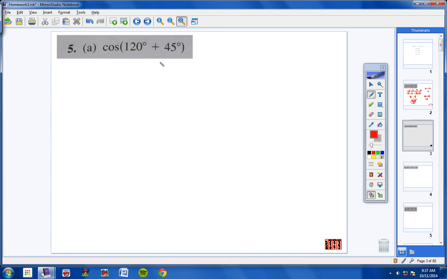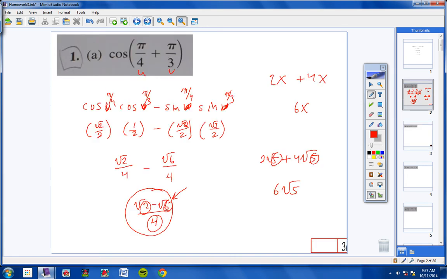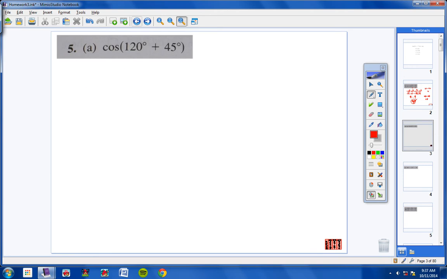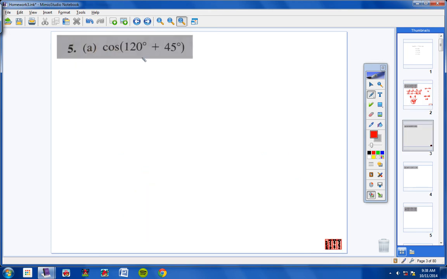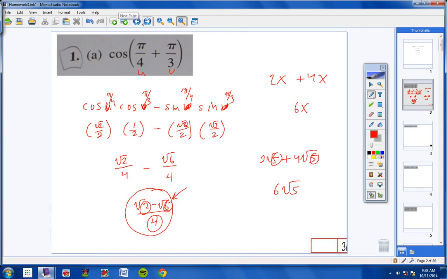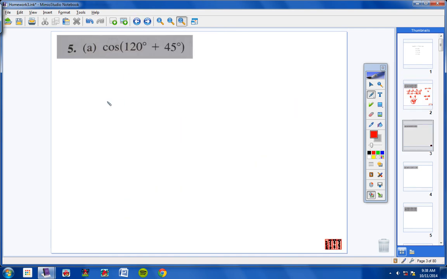Cosine of 120 plus 45. Well, same thing again as the last problem. It's identical, actually. I better check the answer key to make sure we did this correctly. I always want to check the answers. Yes, we got that correct. Okay, moving on to number 5. It'll be the exact same thing again, which is cosine minus sine. Cosine of 120, cosine of 45, minus sine of 120, sine of 45.